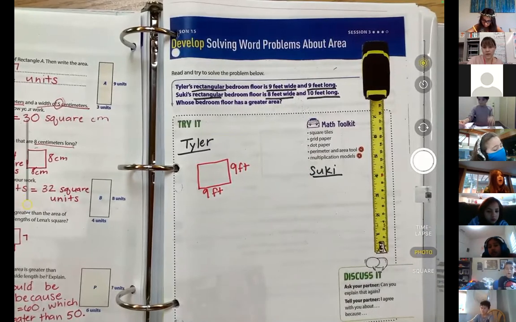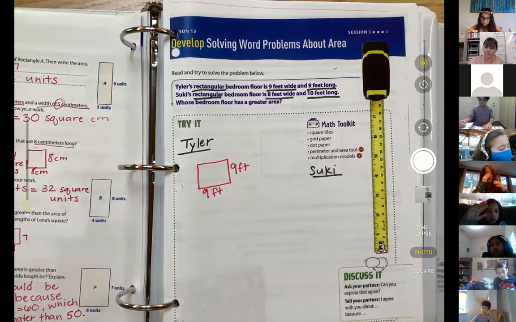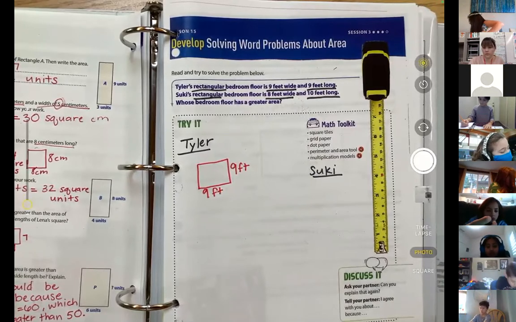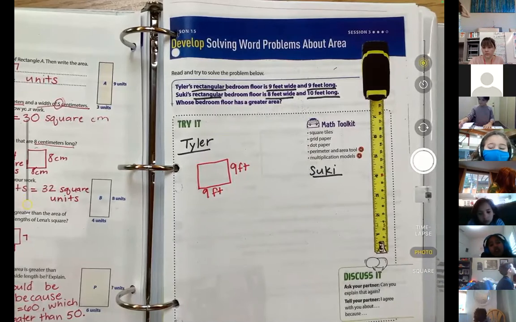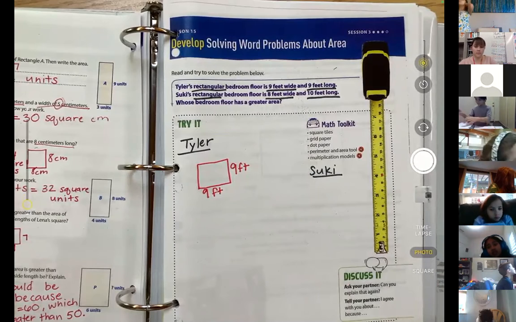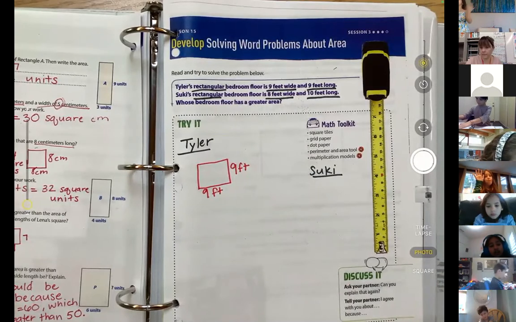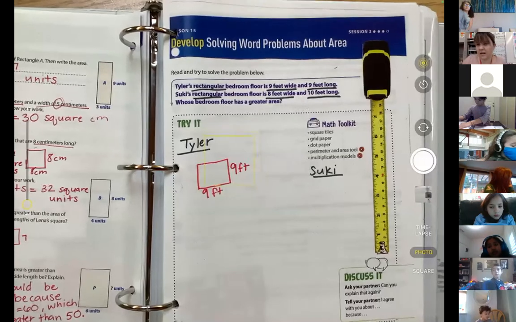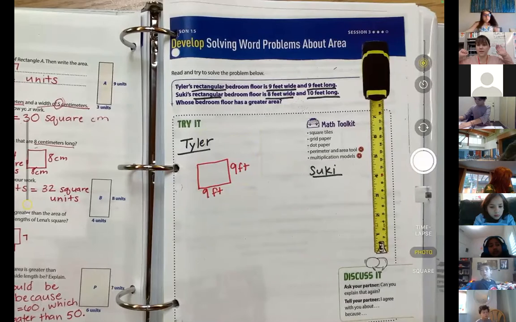What math am I doing to find Tyler's bedroom? Trisha? Multiplication. Okay, what two numbers am I multiplying? 9 times 9. Perfect. I'm doing 9 times 9. And in case I haven't showed you guys this yet, because we haven't had a ton of time practicing it, there's a trick that you can use your fingers. You don't have to, but you can for your 9s, right?